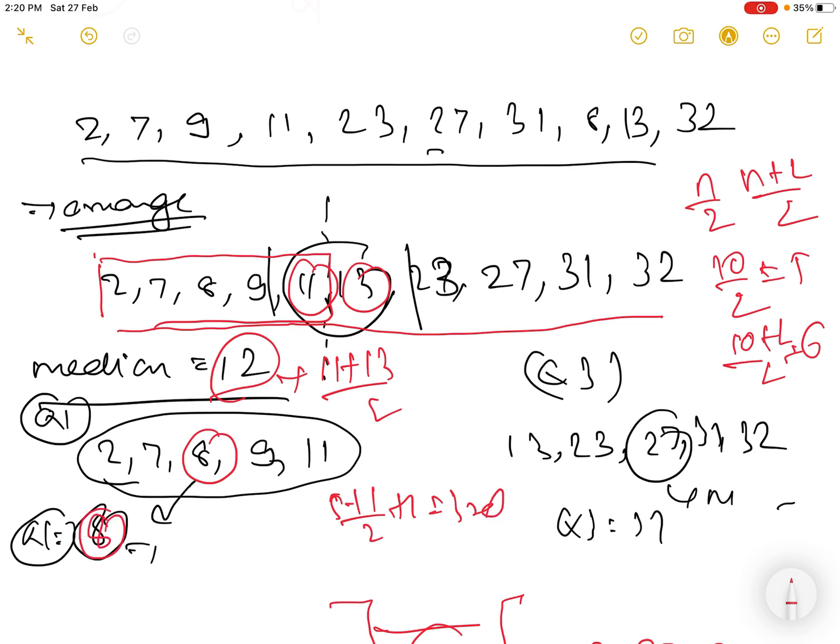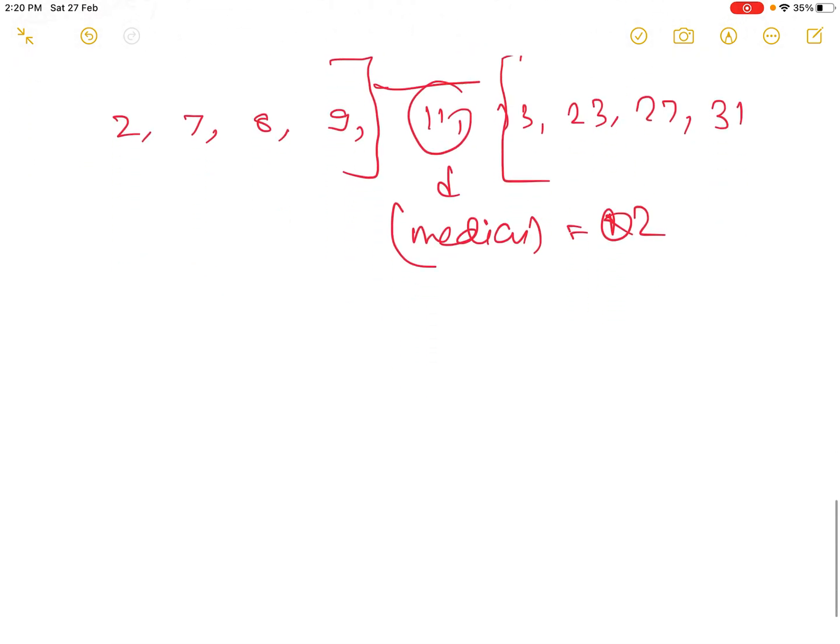Similarly, for the third quartile, you will choose this data set: 13, 23, 27, 31, 32. You include 13 also, and you find the median of this set of numbers. The median is 27, so the third quartile will be 27. This is how we calculate when we have an even number of data points. Now let us start with an odd number of data points.